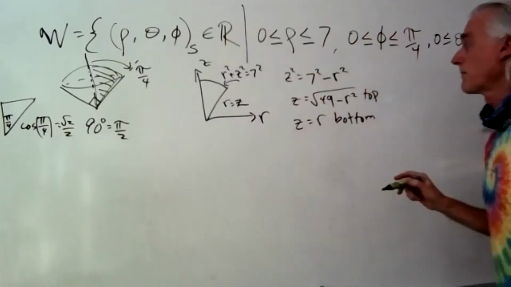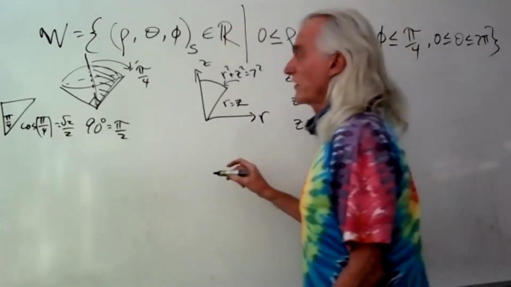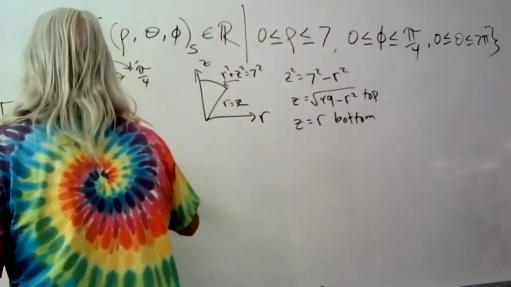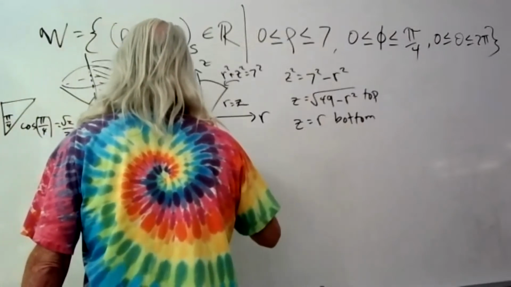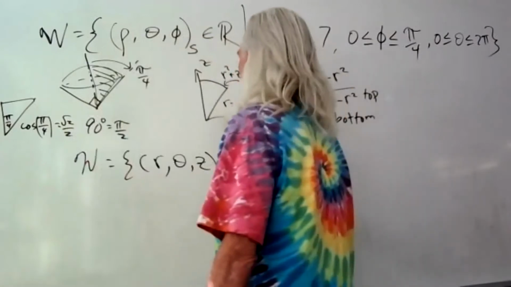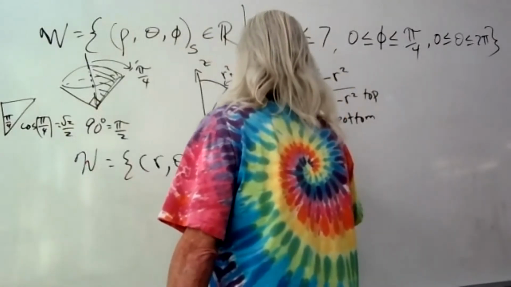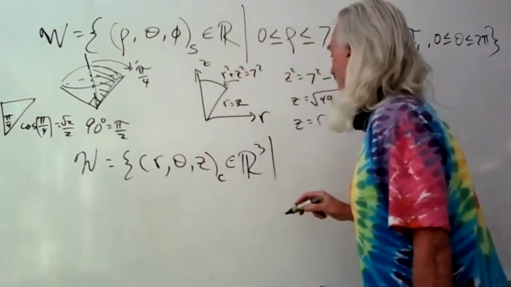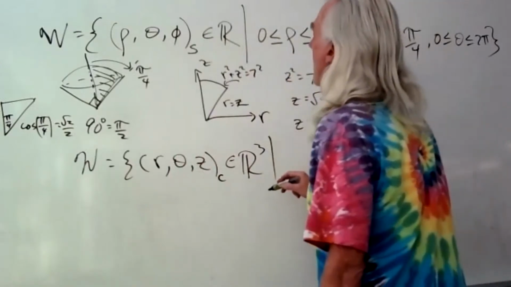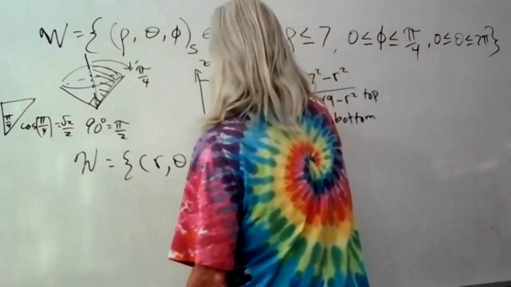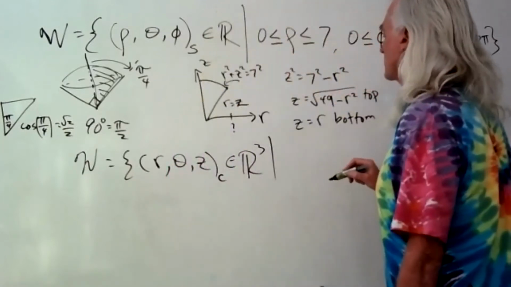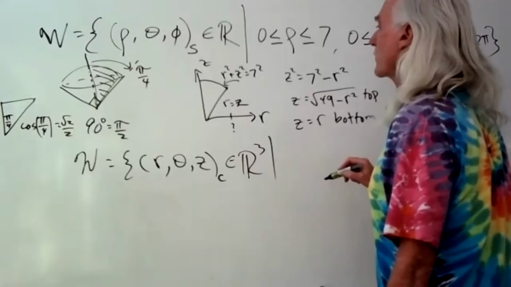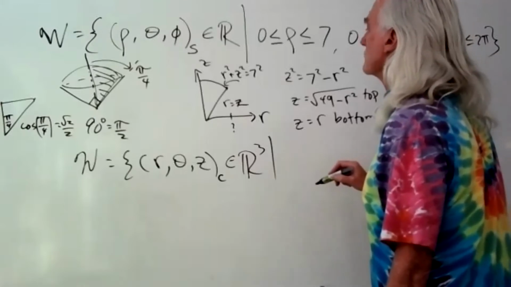There's z equals r. Another way of writing W is that it's all (r, theta, z). Those are cylindrical coordinates. All those points in R3, those cylindrical coordinates are such that, well, let's see. I've got to figure out what this point is here. When those intersect, what do we have here?